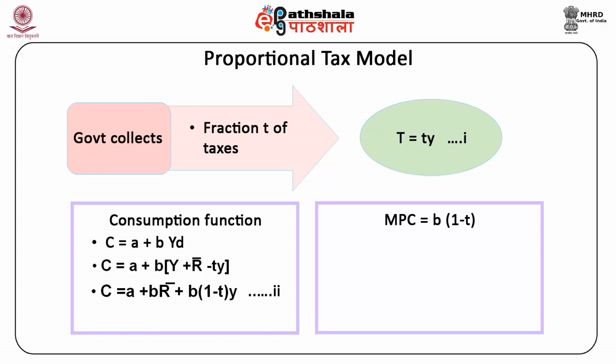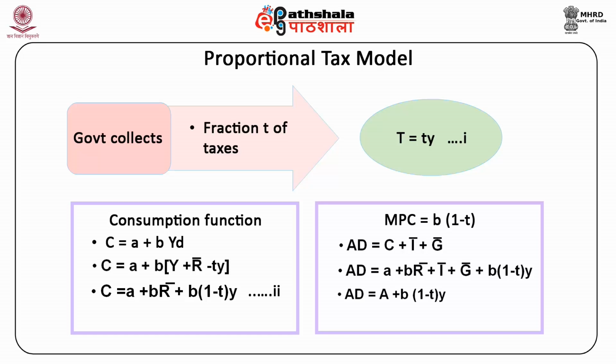Using equation 2, the planned aggregate demand is now given by AD = C + I bar + G bar, or AD = A + BR bar + I bar + G bar + B(1 - T)Y, or AD = capital A + B(1 - T)Y. This is equation 11, where capital A = A + BR bar + I bar + G bar.